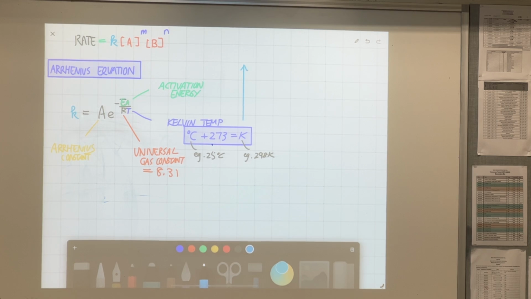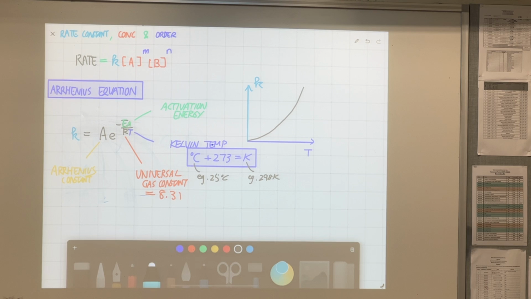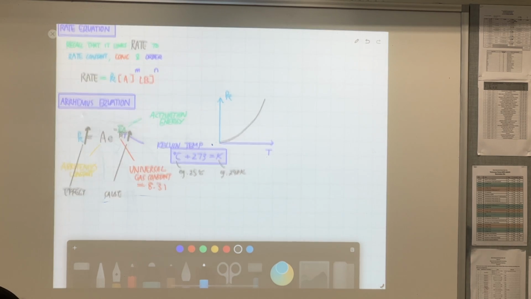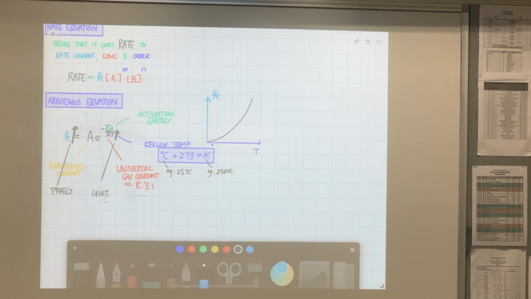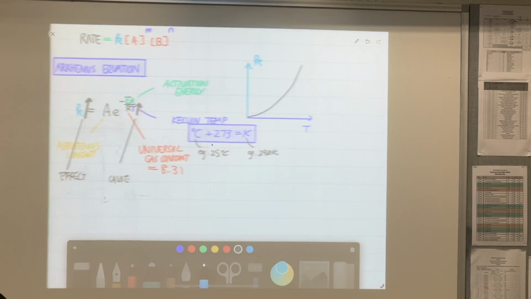So label the y-axis as K, and label the x-axis as Kelvin temperature. The graphical relationship looks like this. It's an exponential increase. So when you increase the temperature, K will not increase linearly, but it increases exponentially. So this is the cause, and this is the effect. In layman's terms, it means the rate constant is larger when temperature increases. That's it. That's all the Arrhenius equation does.